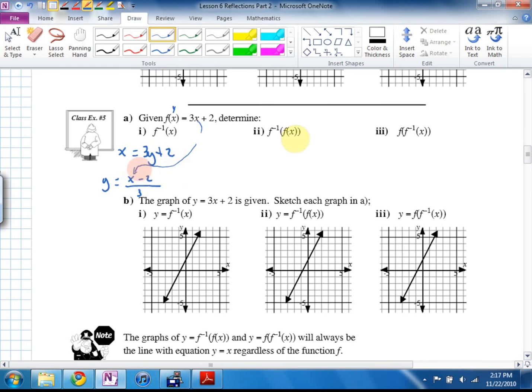I don't think you need to know that for Math 12, which is the other reason I kind of glossed over it. Pardon me? I don't think you do. In fact, you know what? I'm going to cross those two out. I just wanted to review finding the inverse of an equation.